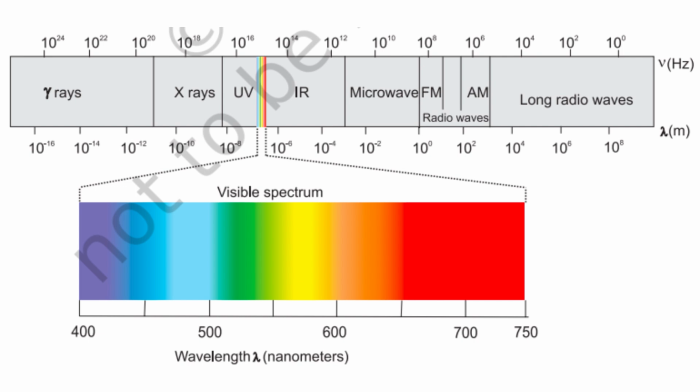Fourth, ultraviolet region around 10^16 Hz, a component of sun's radiation. Fifth, X-ray region around 10^18 Hz, used for medical imaging. Sixth, gamma rays region around 10^20 Hz, used for cancer treatment.